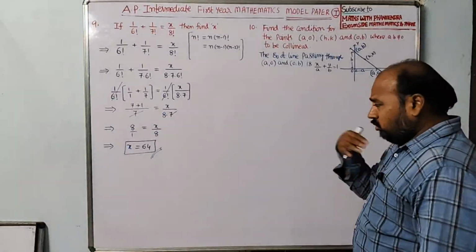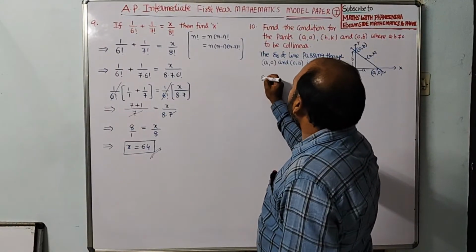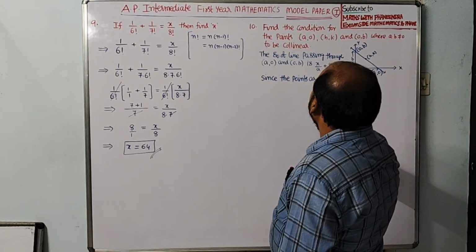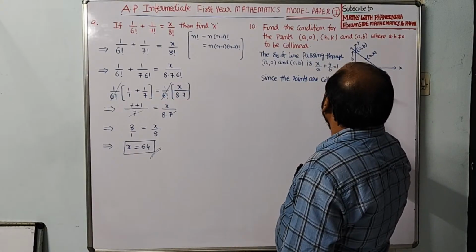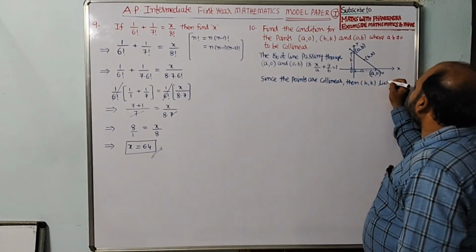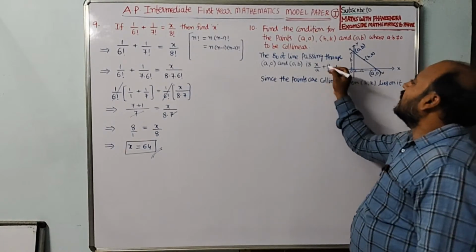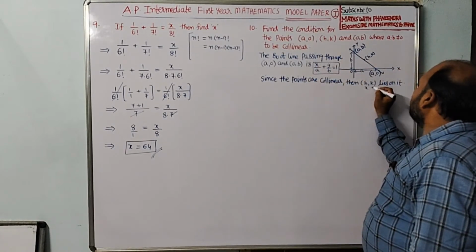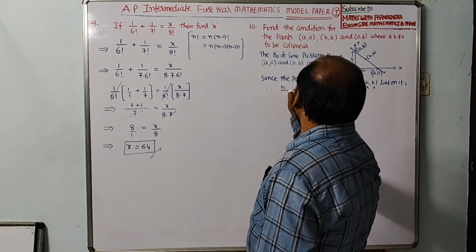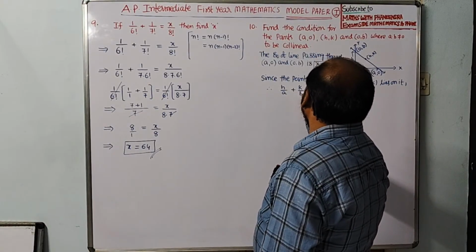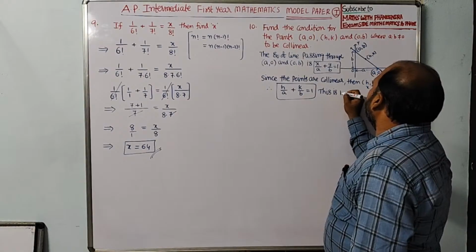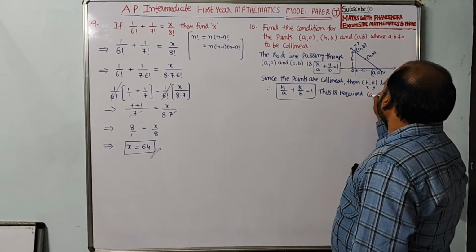So we got the equation of the line. Since the points are collinear, h comma k lies on it. On it means on this line, dear students. So wherever x comma y is there, replace with h comma k. So therefore, h by a plus k by b equal to 1. This is the required condition.